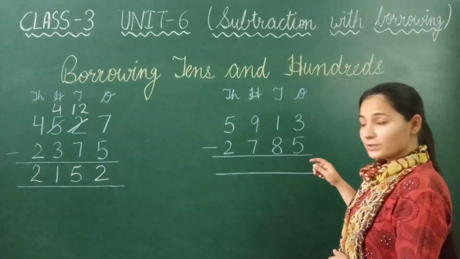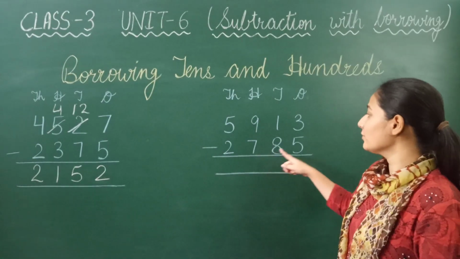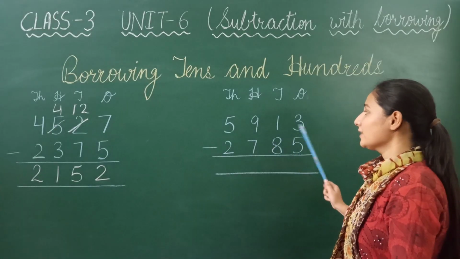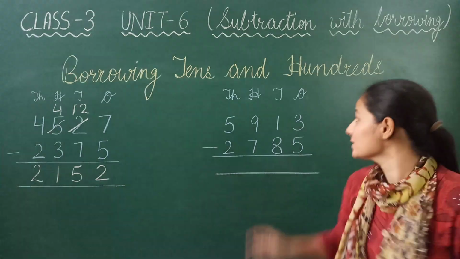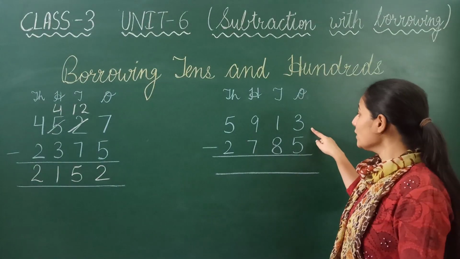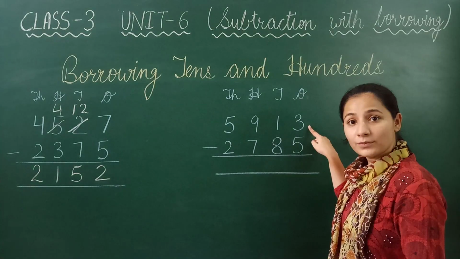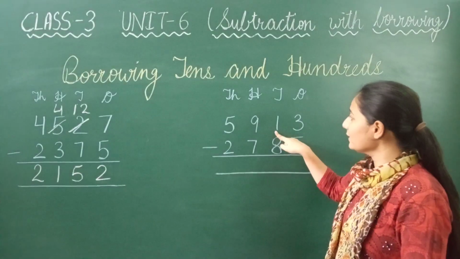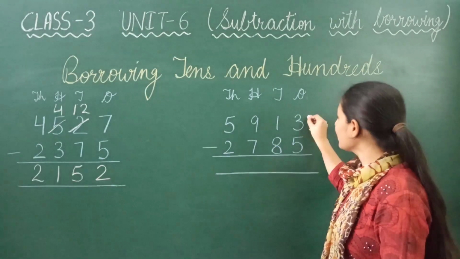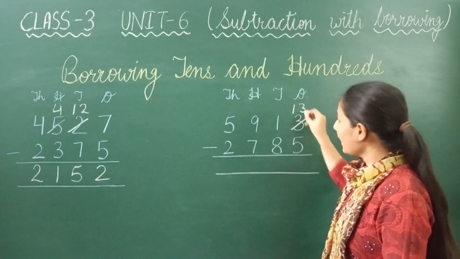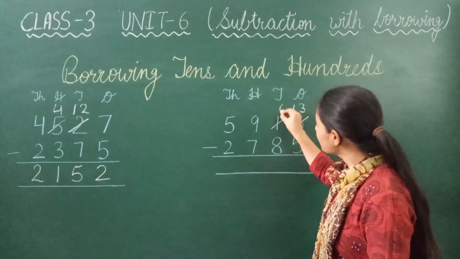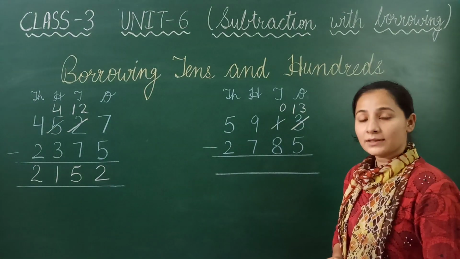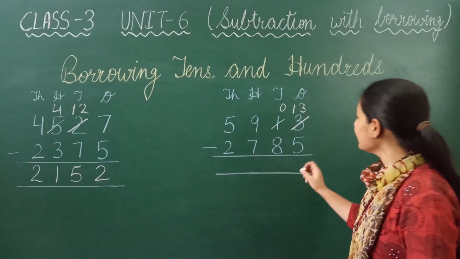Now we have to subtract 2785 from 5930. Now let's again start from ones place digit. So is it possible to subtract 5 from 3? No, it is not possible. So it will borrow 110 from here. So it will become 13 and 1 will reduce to 0. Okay. Now see what is 13 minus 5. Yes, students? Yes, it is 8.